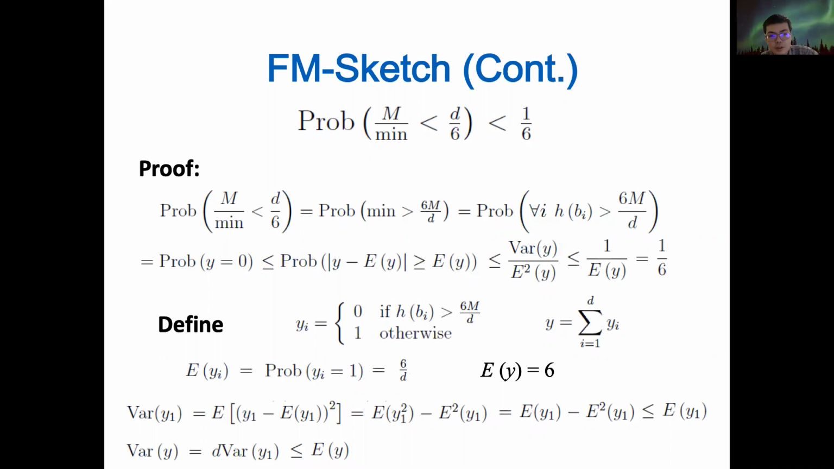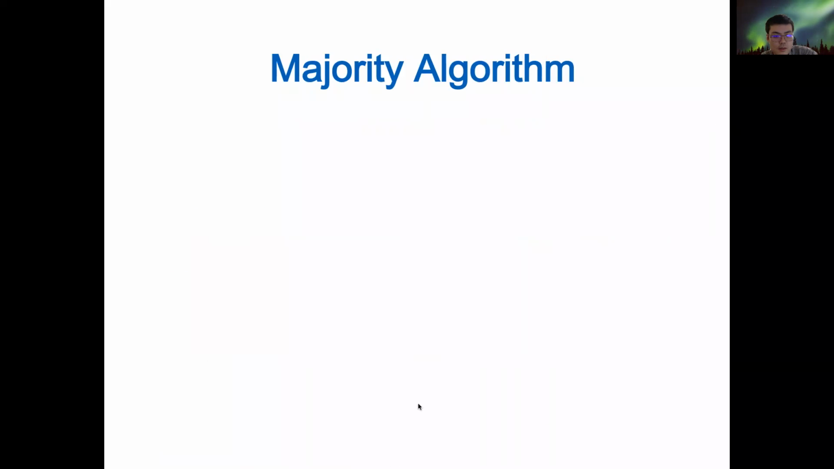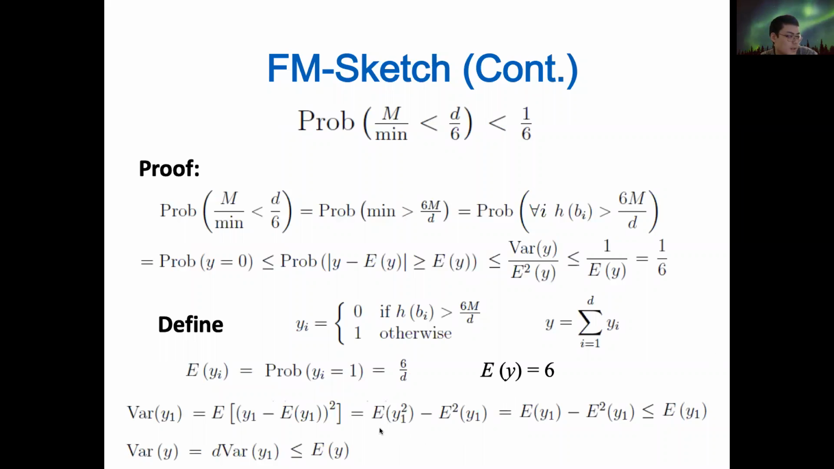Oh, so there's a student asking the question, so why this thing equal to this thing, right? The reason, as I explained earlier, is because y1 squared is equal to y. Okay? Because y is 0 or 1. Okay, 0 squared is still 0, 1 squared is still 1. Did that answer your question?